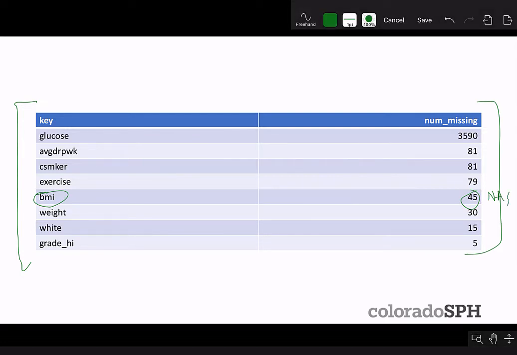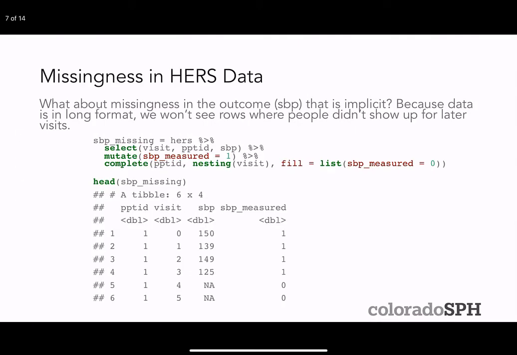And the glucose variable is missing a ton of values. So that might be a hard variable to use in this analysis because it would cause us to lose a lot of subjects, at least if we're using the complete cases analysis. And what you'll see here is there's no SBP variable. Does that mean that there's no missing data for SBP? The systolic blood pressure, the outcome? Well, not necessarily, because we can also have implicitly missing data when we're looking at longitudinal data.